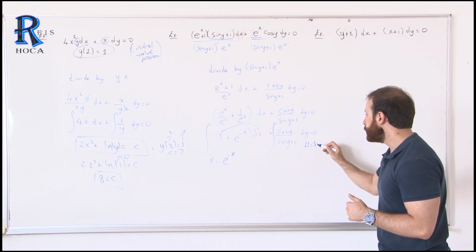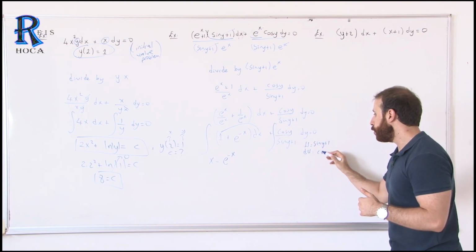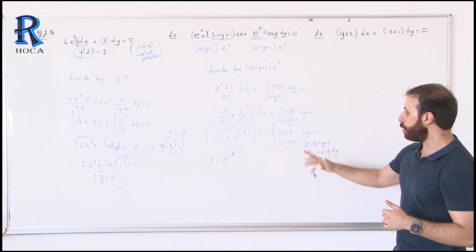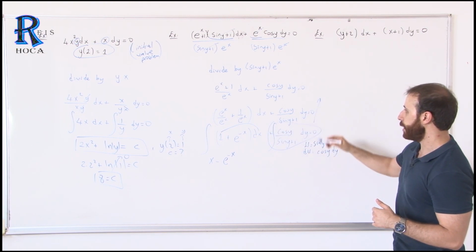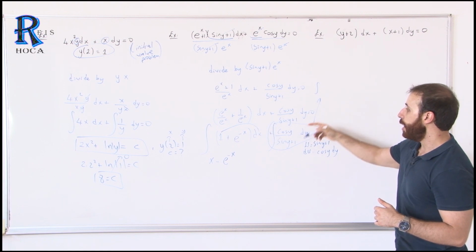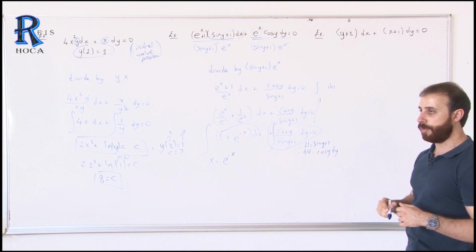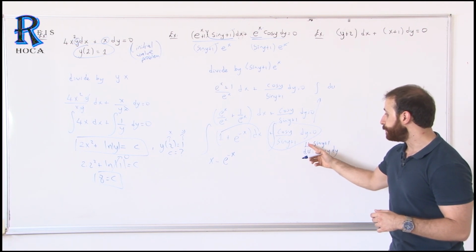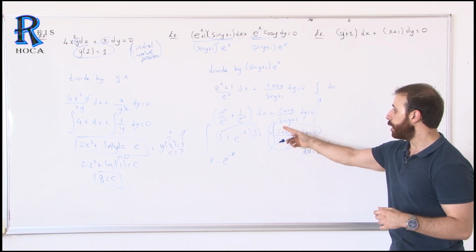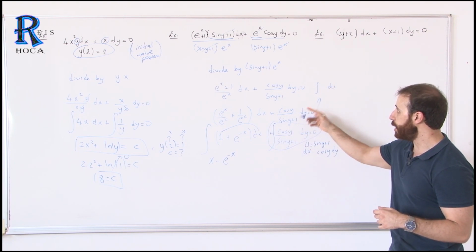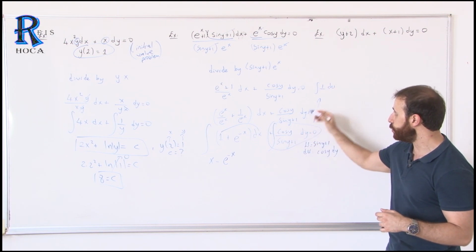Let u equal sine y plus 1, and du, its derivative, is cosine y dy. So cosine y dy here, let's write this integral. Cosine y dy is du, and sine y plus 1 is u. So I wrote 1 over sine y plus 1, which is 1 over u.